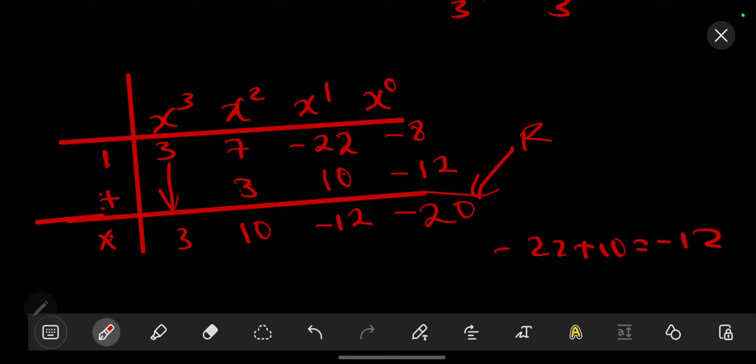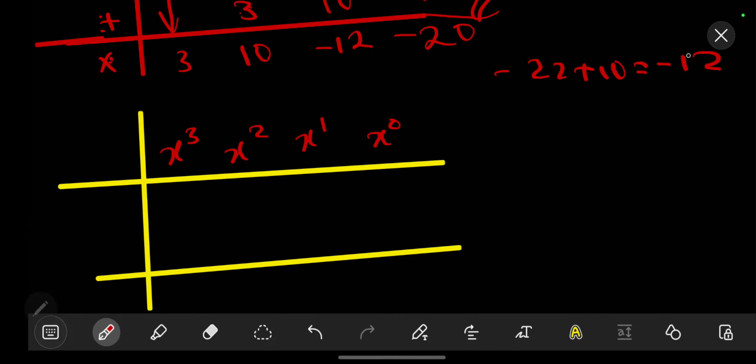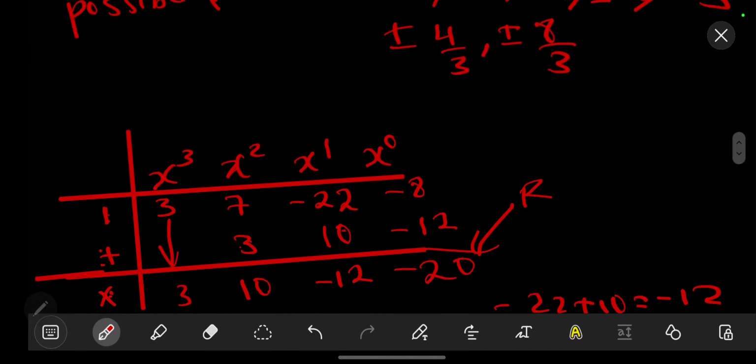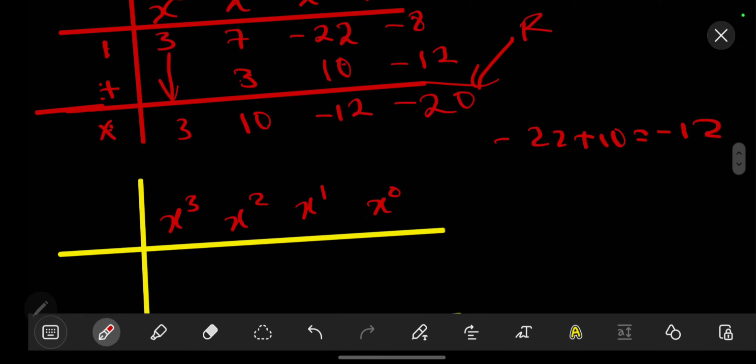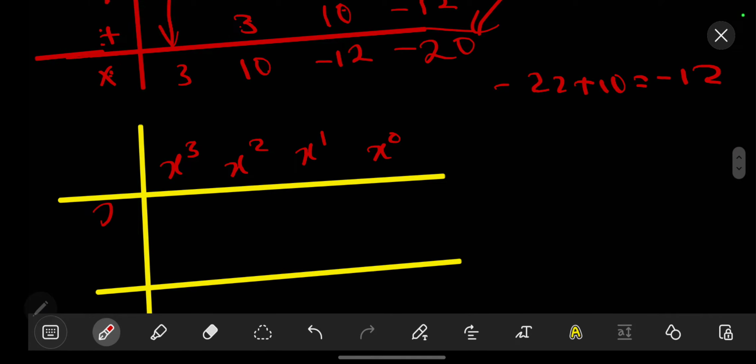So now you can also try to see whether if you put negative 1 here, whether it will work or not. Now for this problem, negative 1, you can try it, but it's not working. So let's move to a factor that is working. The remainder should be a 0. So let's move on to 2.